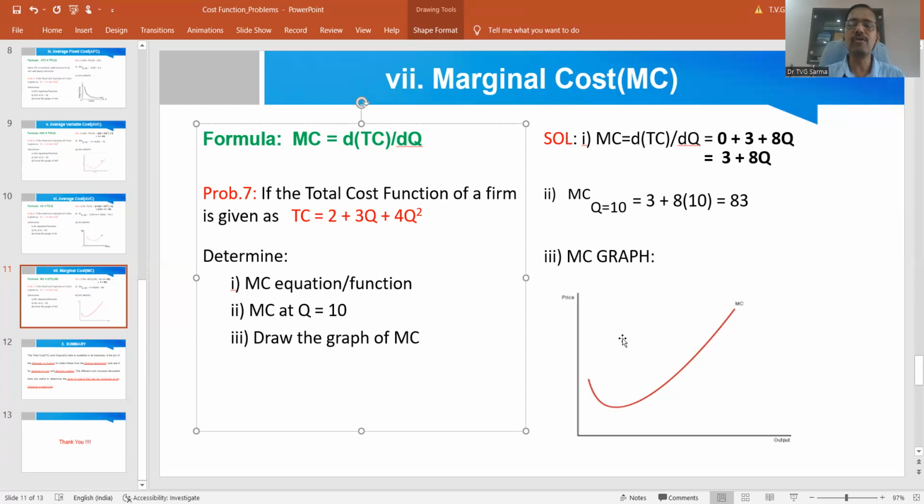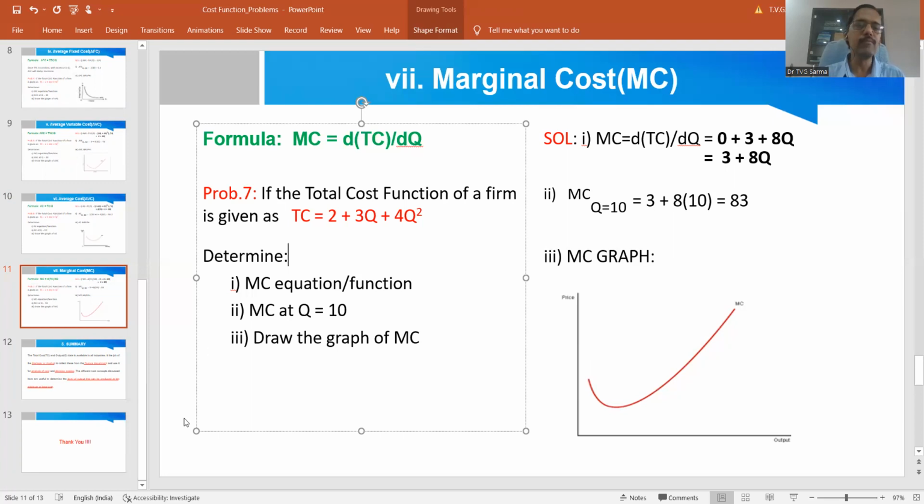And the nature of the graph of marginal cost again will be slightly U-shaped, but the only difference is that marginal cost falls much faster than average cost, and marginal cost rises much faster than the average cost. So this is how the various cost concepts can be derived from the total cost functions.